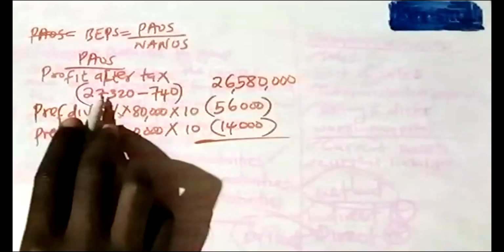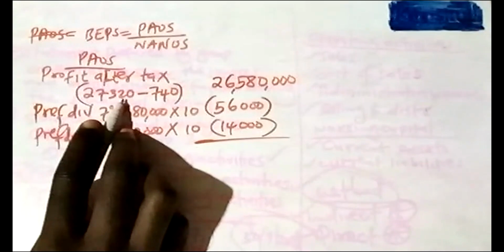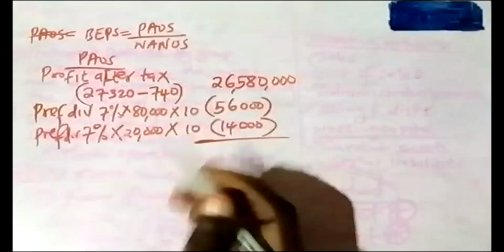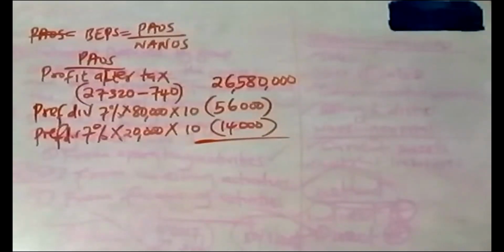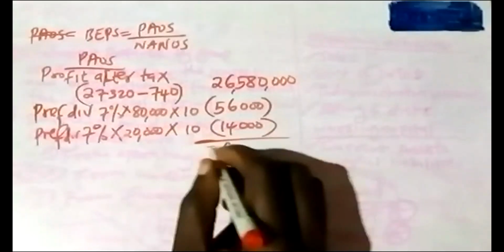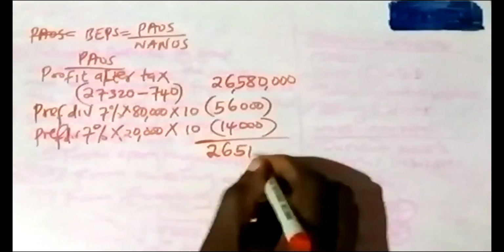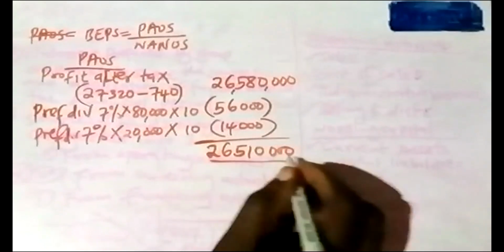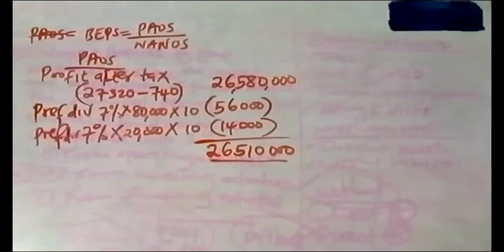because this was 27,320,000 and this was 740,000. I think you can see that one in the question. So 26,580,000 minus 56,000 minus 14,000. That is 26,510. So that is our profit.